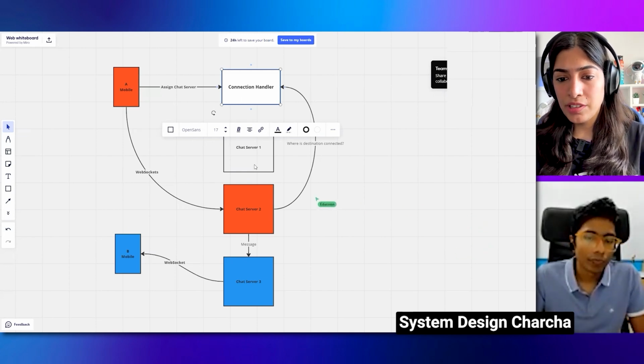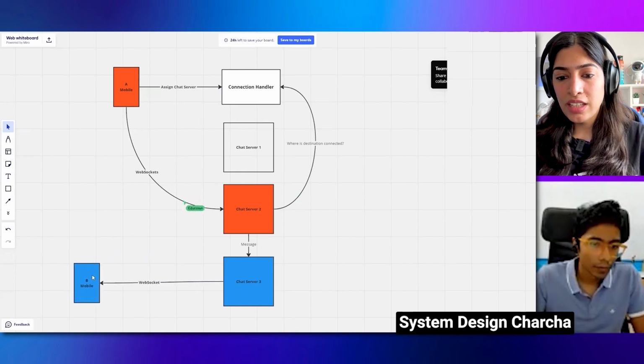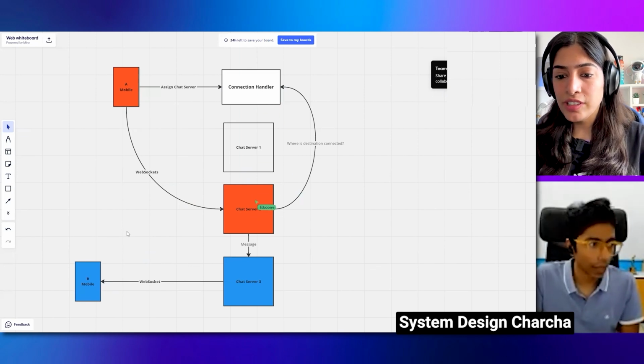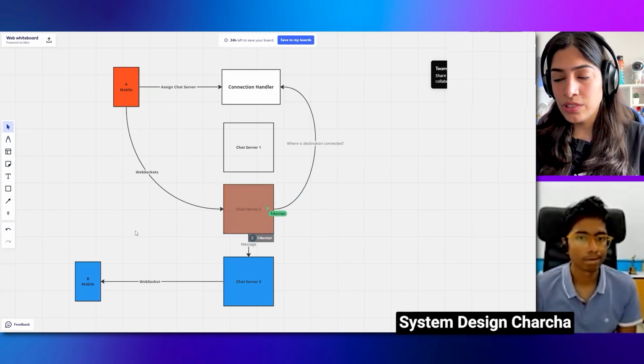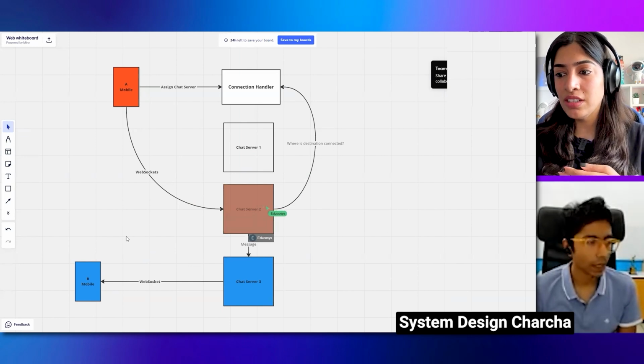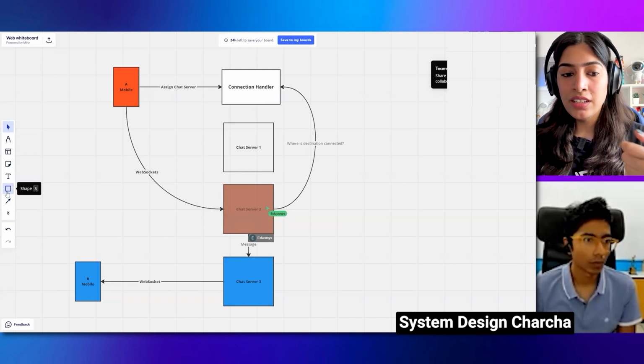I would like to add a couple of points over here. Sure. One thing: suppose A and B were connected to the same chat server, then there is no point of asking the connection handler again and again. So the first thing that chat server 2 could cache is who is connected to itself, right? If the two mobiles are connected to the same chat server, we do not need to keep asking the connection handler. That is one thing that we could cache.